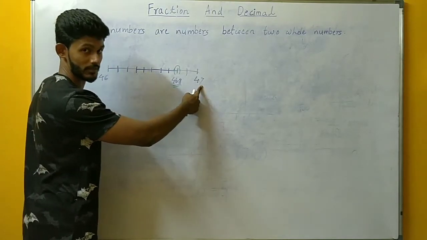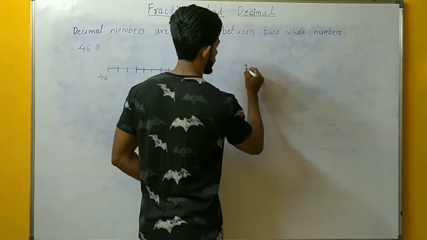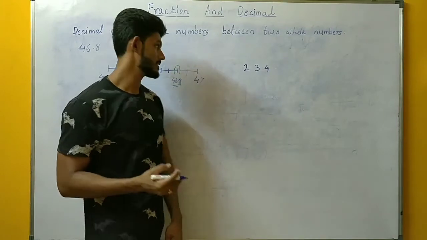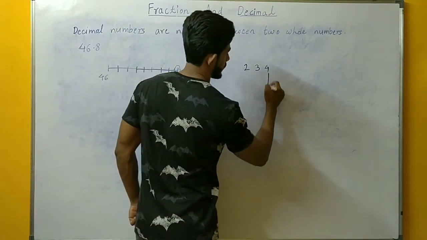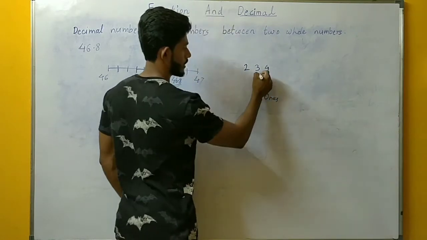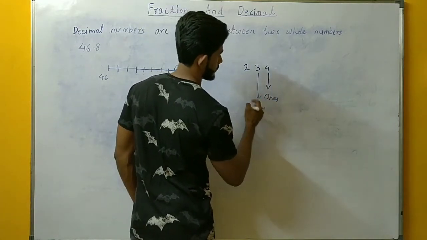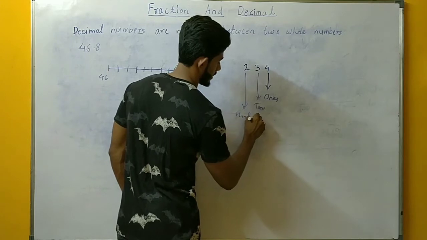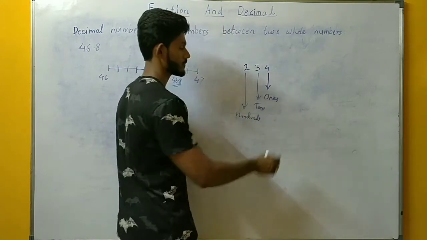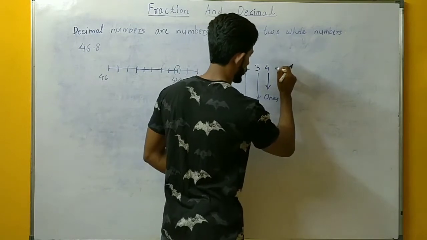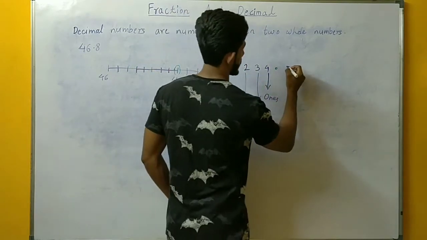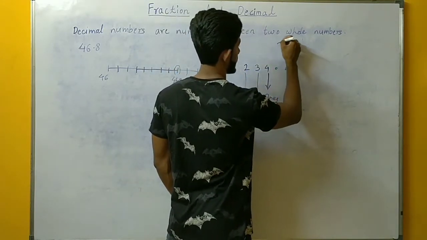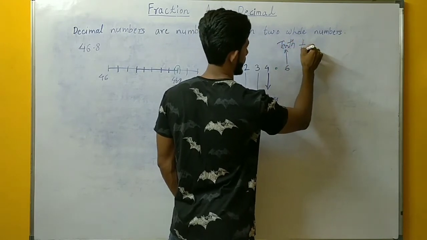Now say suppose I have a number 234. We have all learned about place values in our previous classes. So the place value of this 4 is ones, that we all know. Then the place value of this 3 is tens, and the place value of this 2 is hundreds. Now suppose I have a decimal point over here and my next number is 6, then the place value of this 6 is 1 by 10.